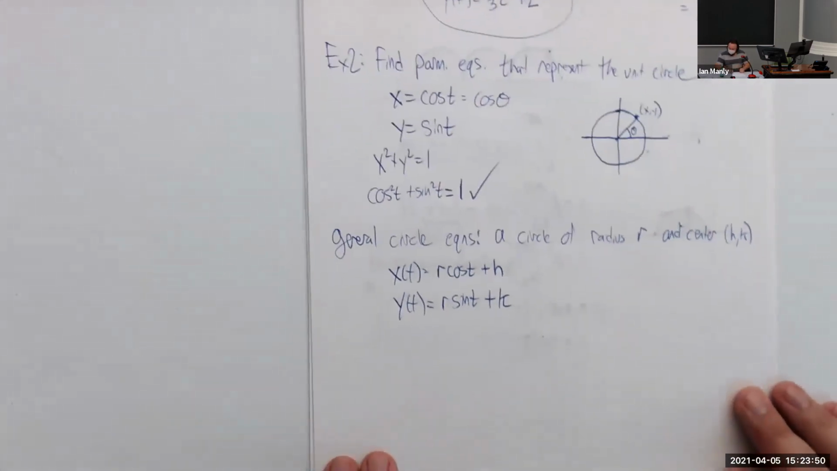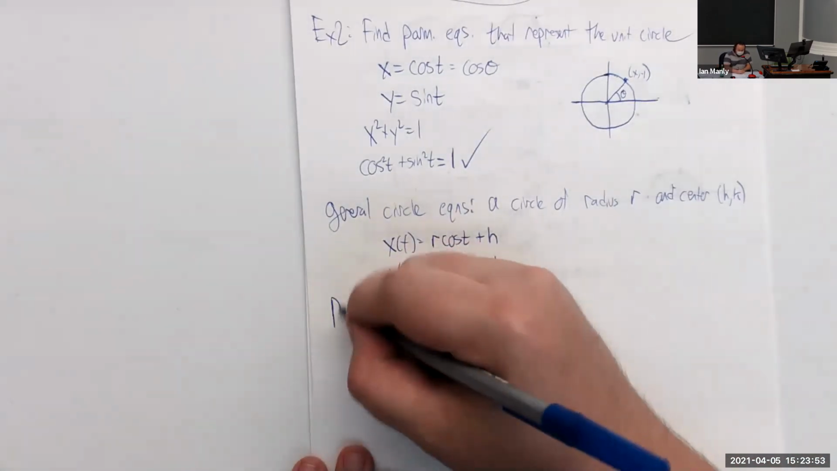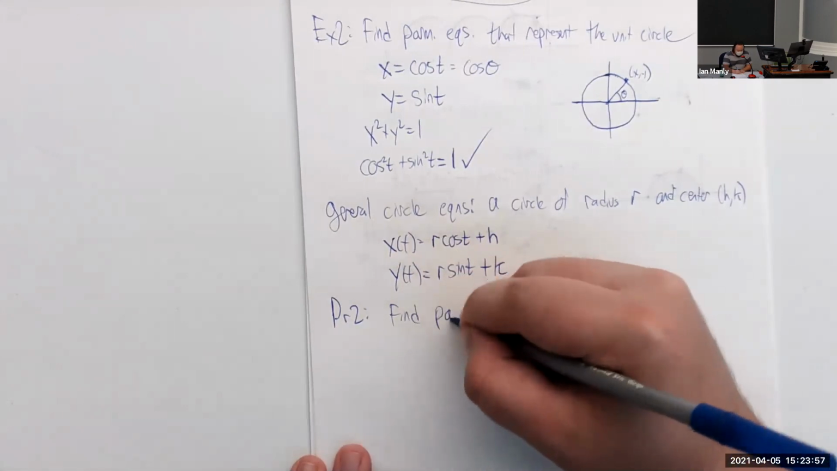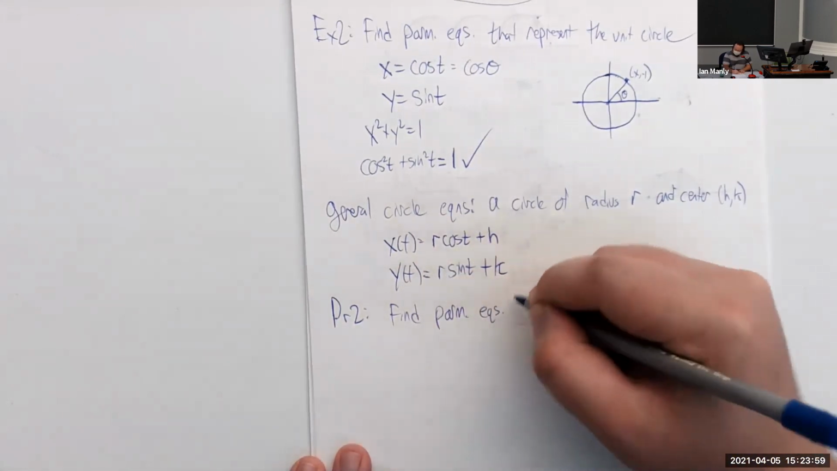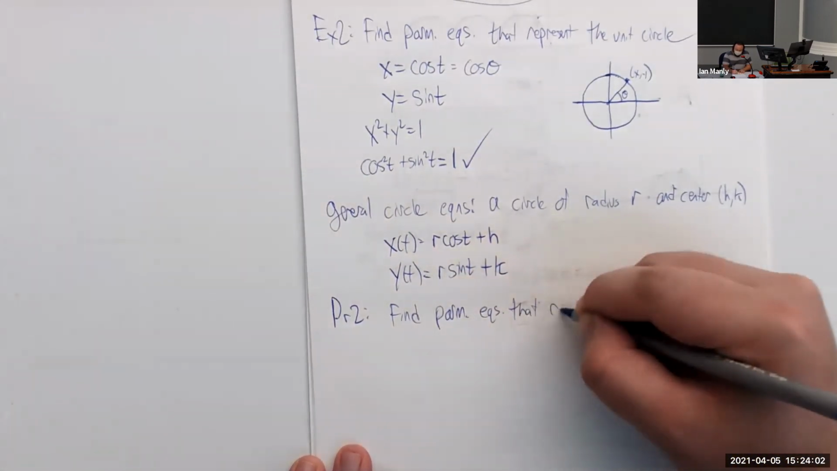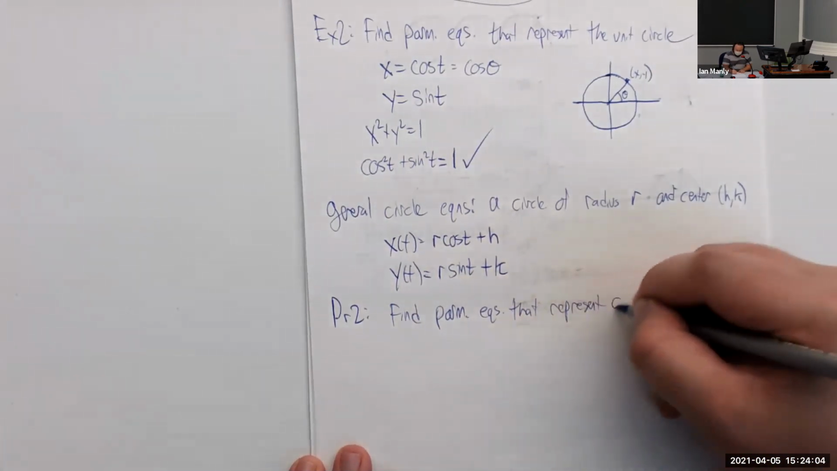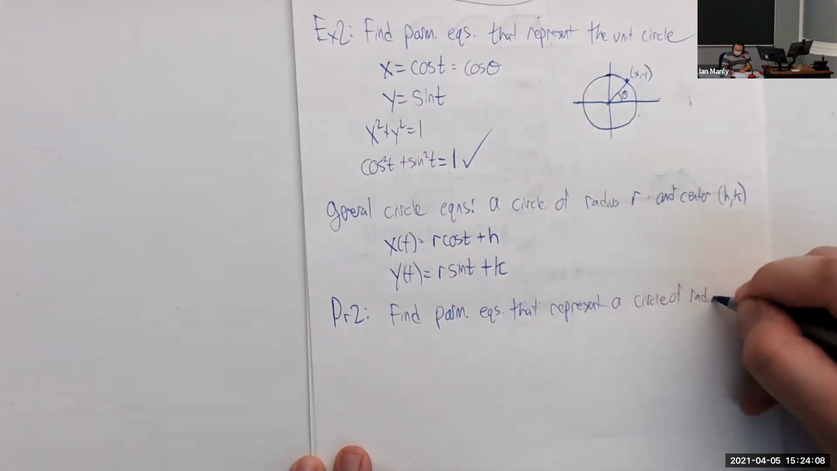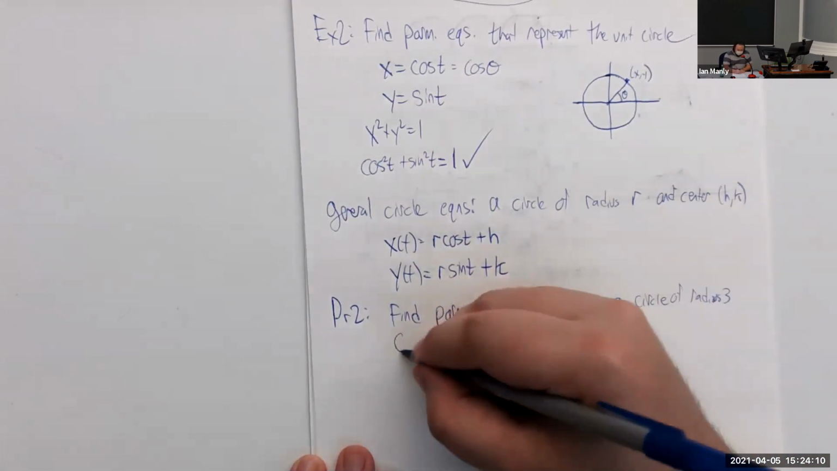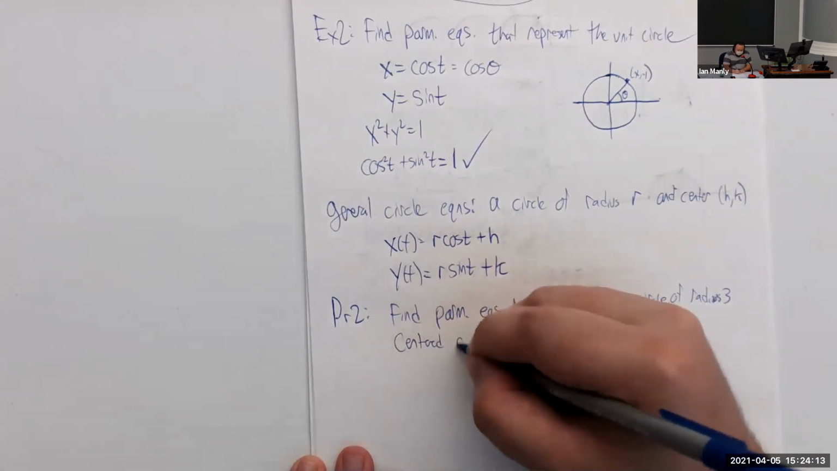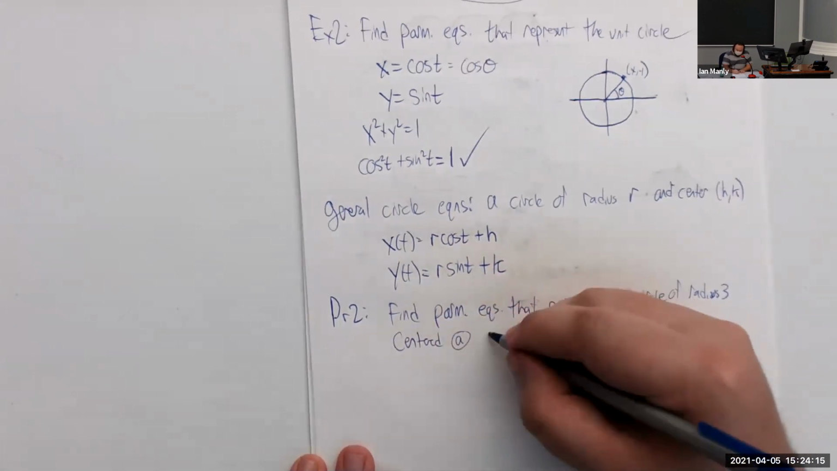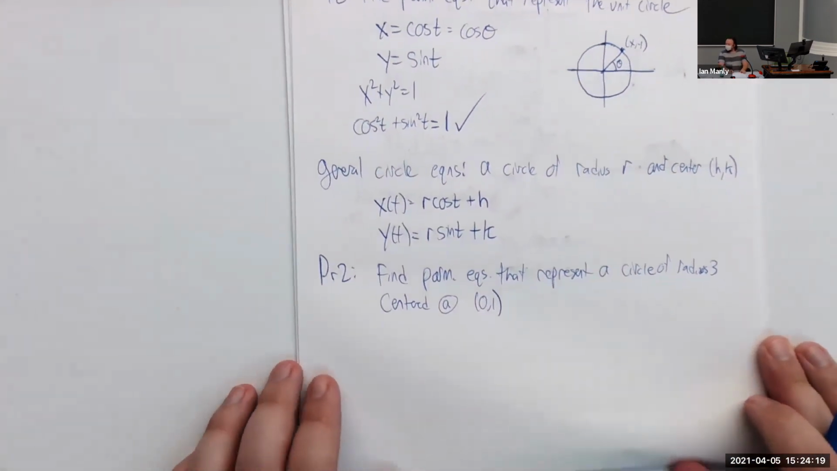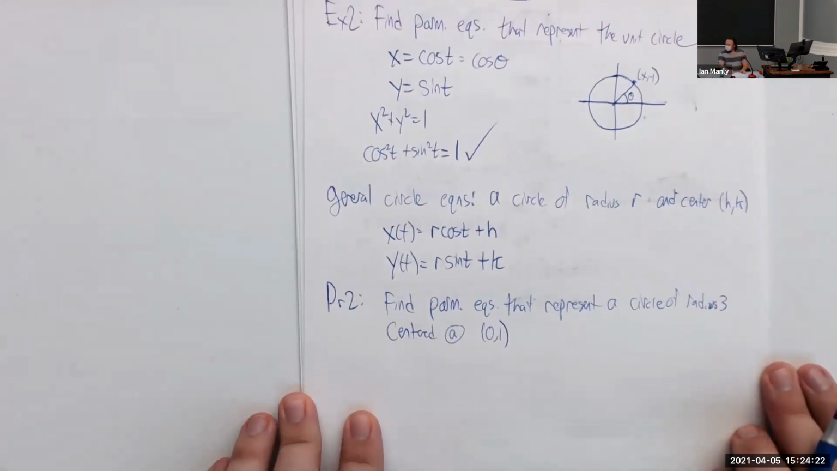All right, so here's our second practice problem. I don't think this one will be too bad. Find parametric equations that represent a circle of radius 3 centered at 0, 1. All right, so I'll give you guys a minute to take a look at that.